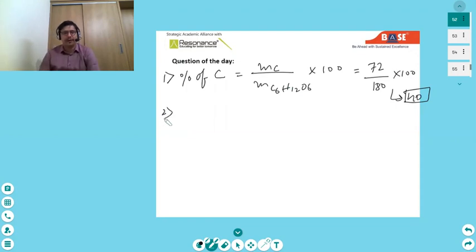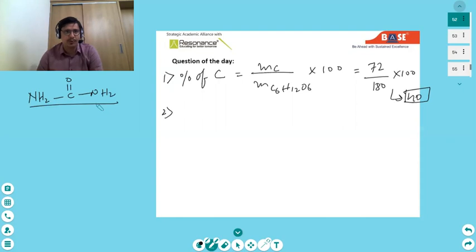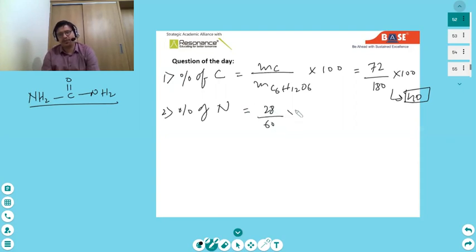Second is, you need to find out the percentage of nitrogen in urea. For your knowledge, urea is NH2 C double bond O NH2. This is the first organic compound to be produced in the laboratory. So percentage of nitrogen in urea, I'm just writing 28 by 60 into 100. That is giving 46.7% as the percentage of nitrogen in urea.